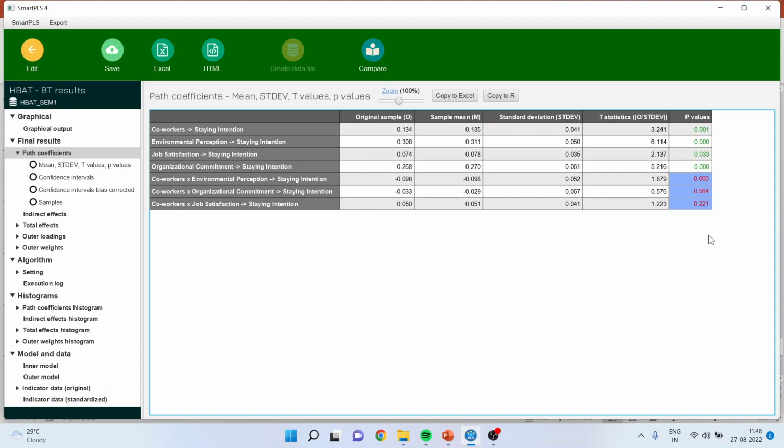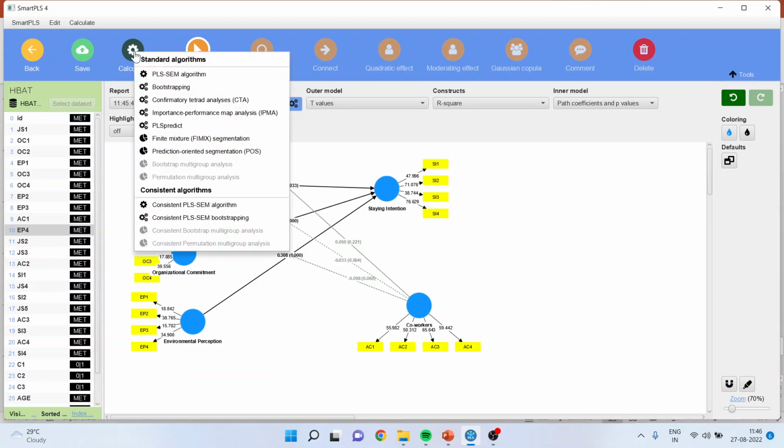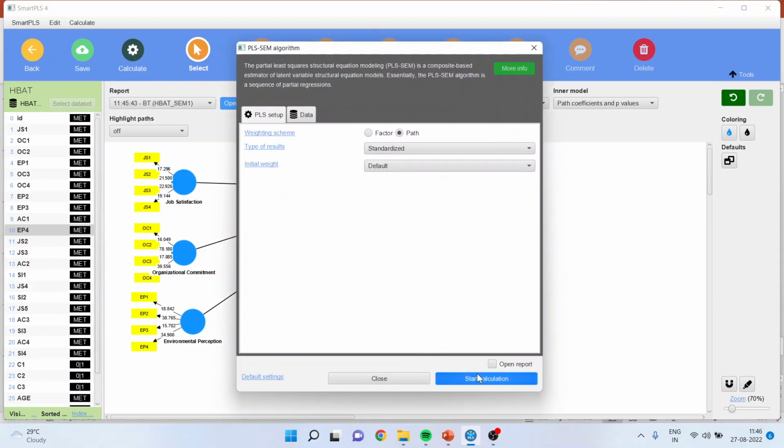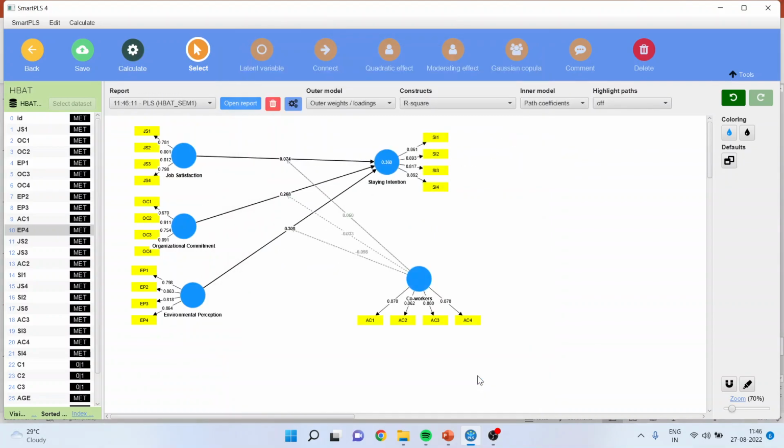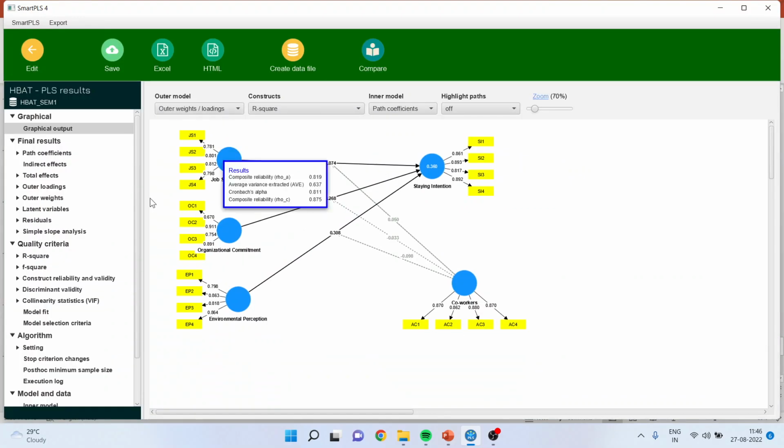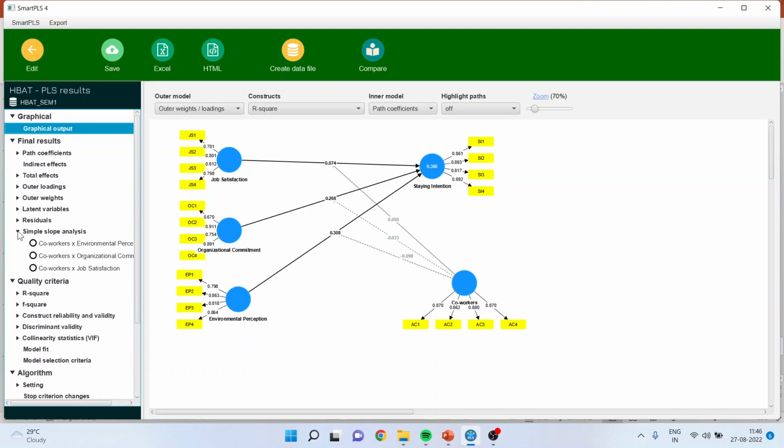So the desirable output in the simple slope analysis will be all the three lines should be parallel to each other. Let us see, is it the same thing? I'll go and calculate PLS algorithm, start the calculation. Simple slope analysis can only be done in PLS algorithm. Open the report. Now you open this menu, simple slope analysis. So it will give the moderation effect of all these three relationships.